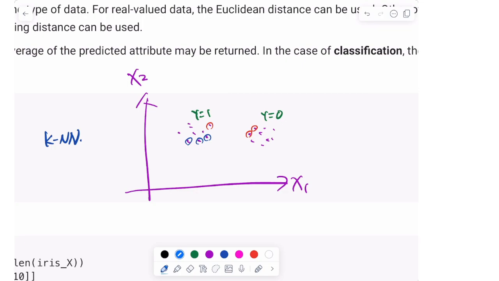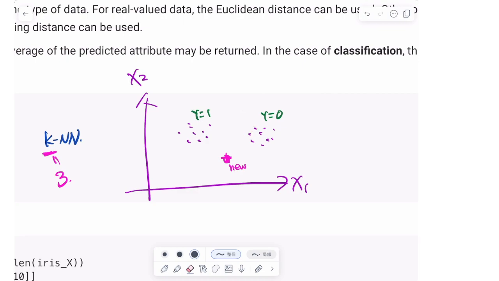For example, we have two features, x1 and x2, and there are two sets of data, y equals 1 and y equals 0. KNN means K nearest neighbors. If you want to infer a new value, so that is a new data point right here, and you want to predict whether its y is 1 or 0, you simply use a distance function to find the K nearest neighbors. For example, K now is 3.